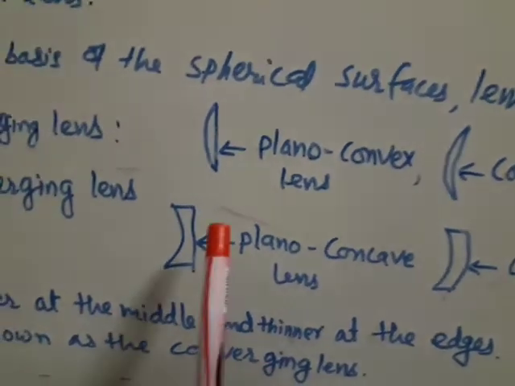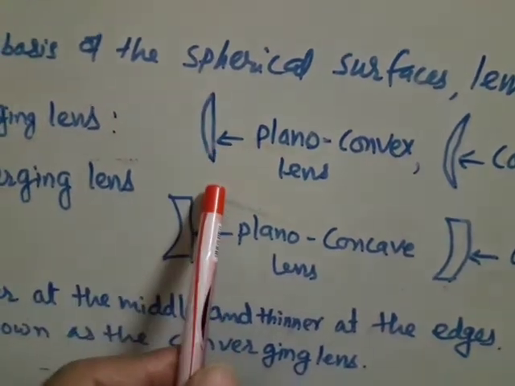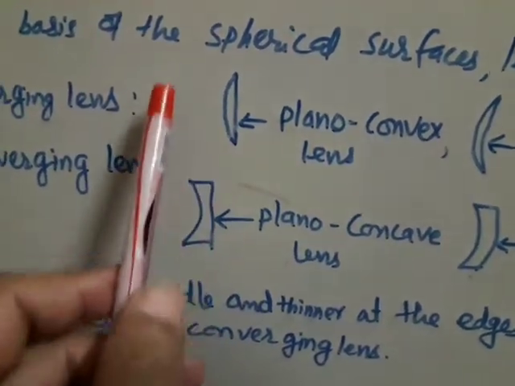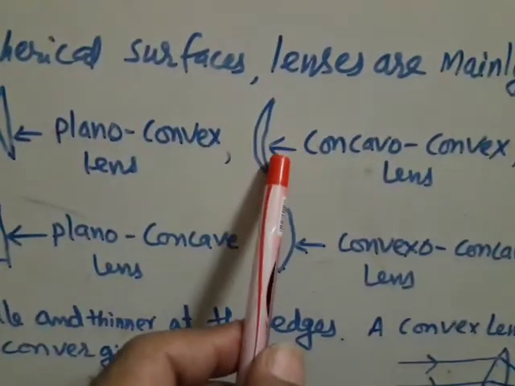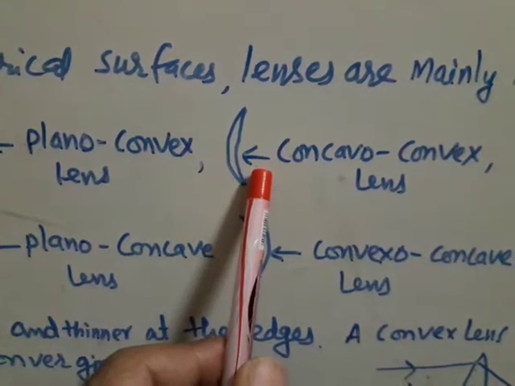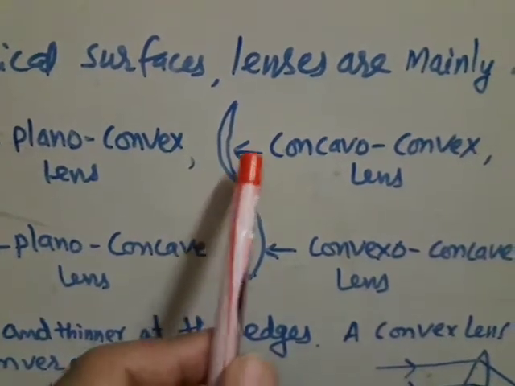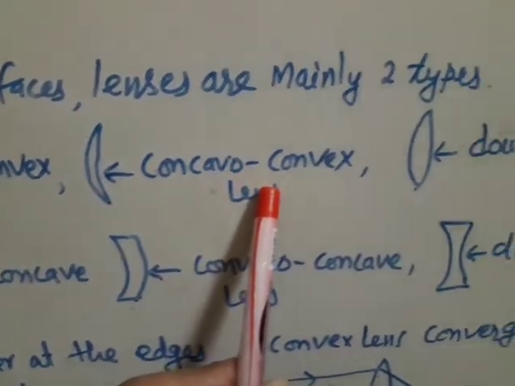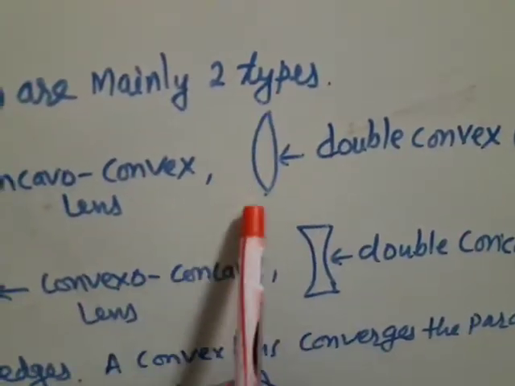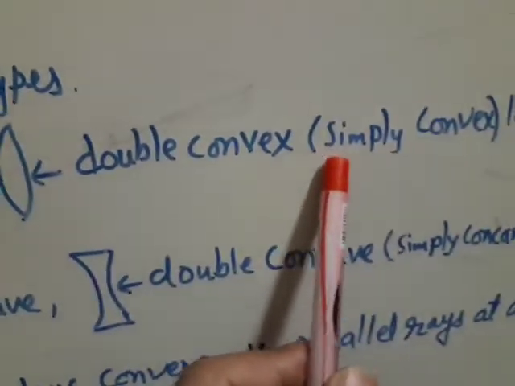One is the plano convex lens. One surface is plane and the other is convex, so it is known as plano convex lens. Here it is the concavo convex lens. One surface is concave and the other is convex, so this combination of the two surfaces forms the concavo convex lens. And here both surfaces are convex, therefore it is known as double convex lens or simply convex lens.